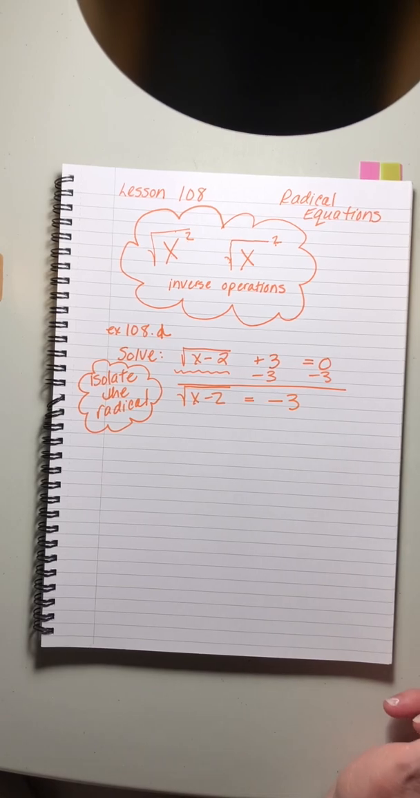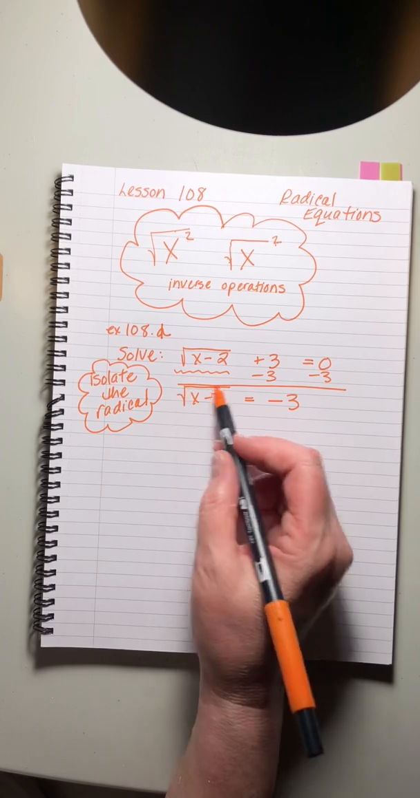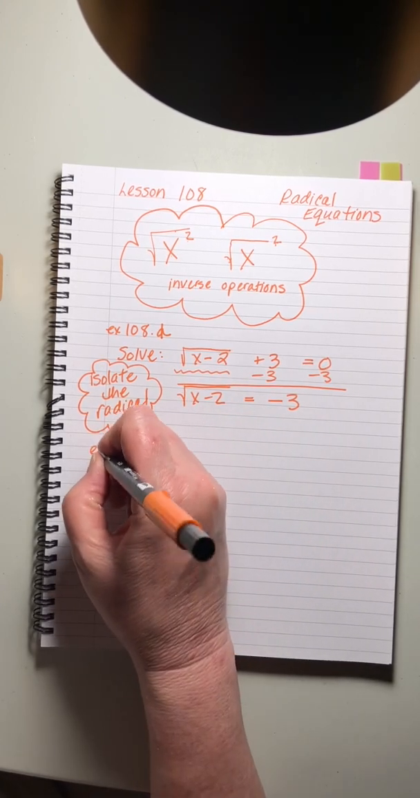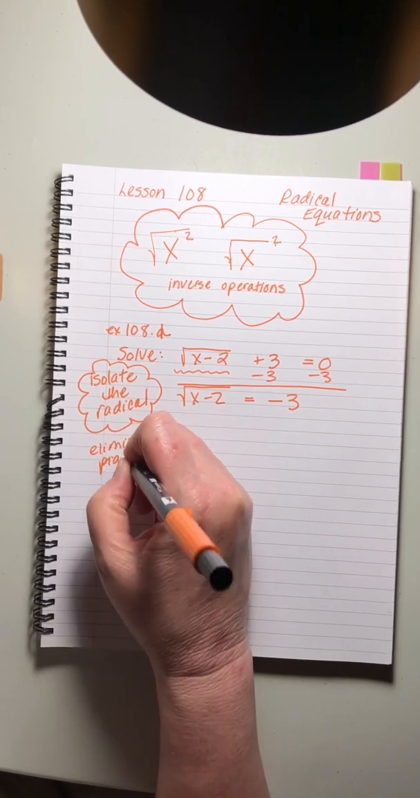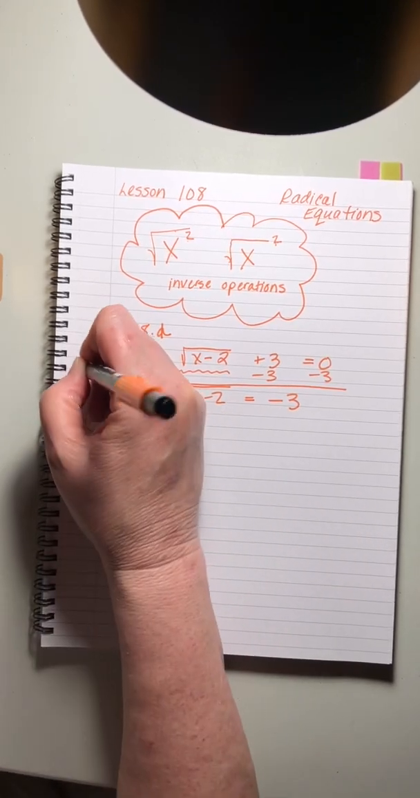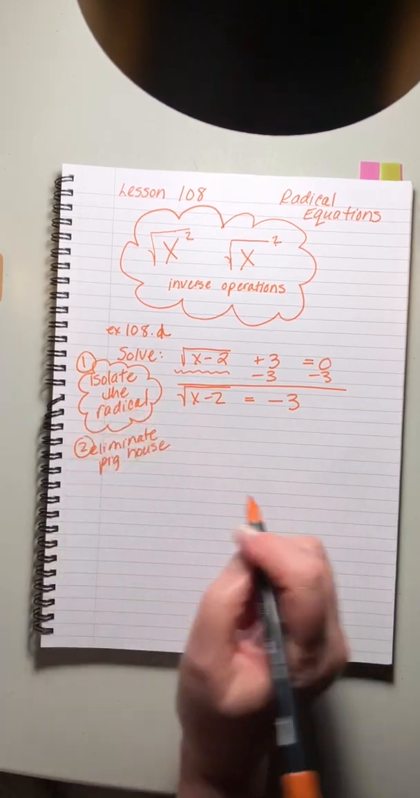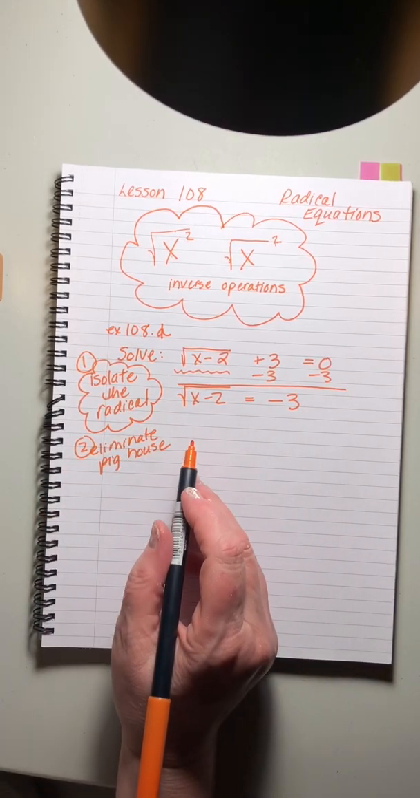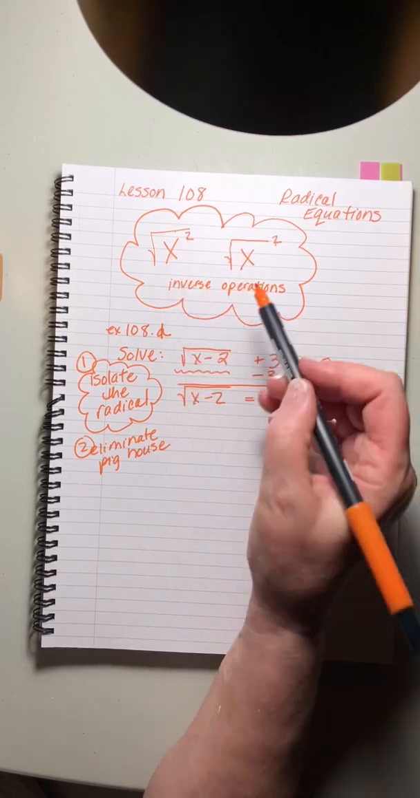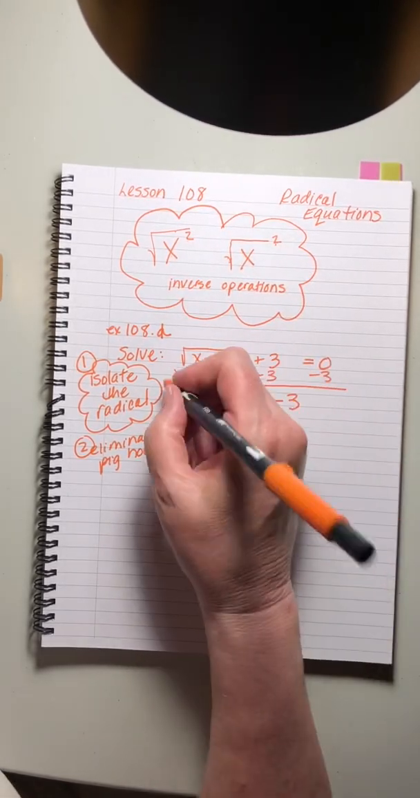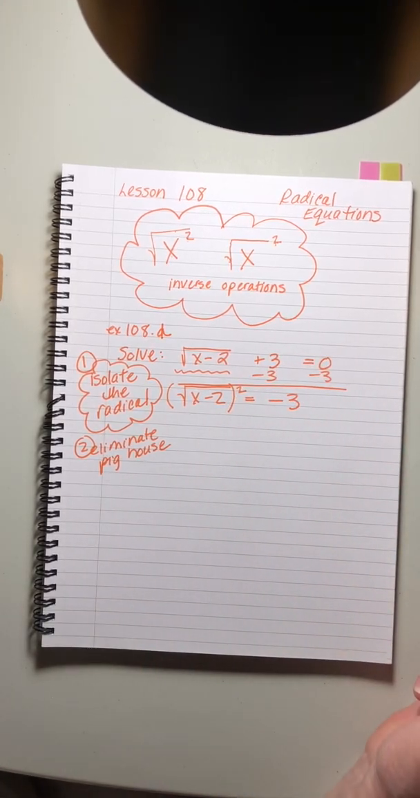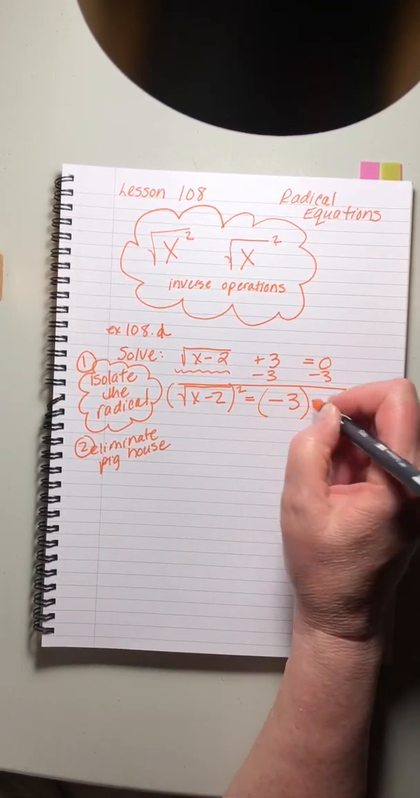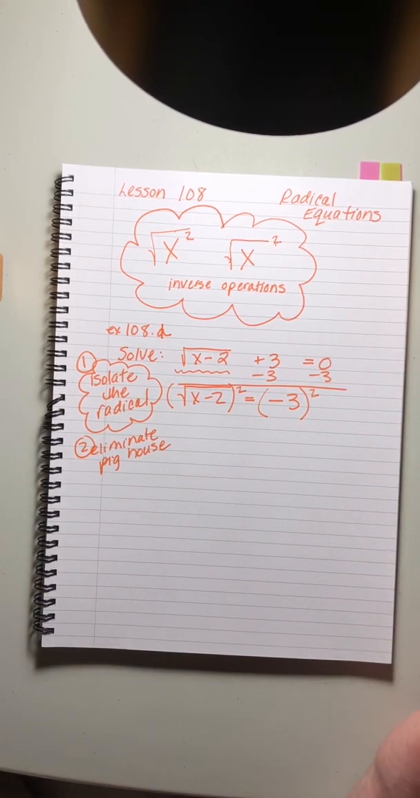Okay, now here comes this little tidbit. Now we would like to get rid of, I'm just going to write this down, eliminate the pig house. Okay, so this is the first thing we're doing. This is the second thing we're doing. Eliminate the pig house. The way that we do that is this way. It's got a square root on it, so we're going to square it. I like to put parentheses around it. But guess what? Hannah Cranny is alive and well. If we square one side, we have to square the other side.